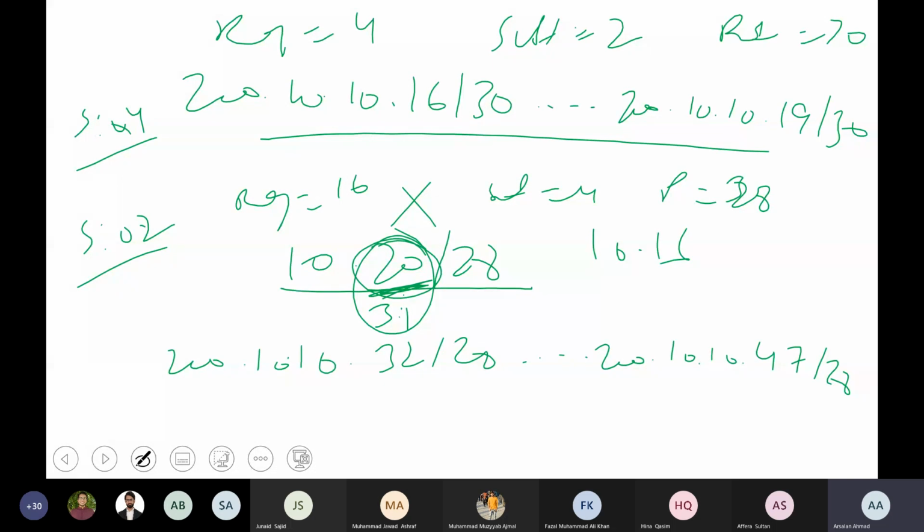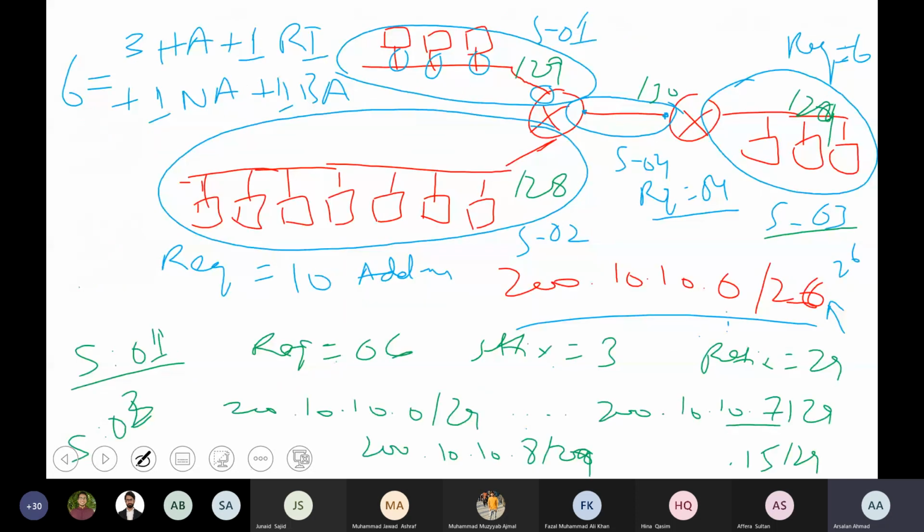Okay, so you will have to either do it like that, and you will have to waste this range. So that is why you always start from the largest requirement first.